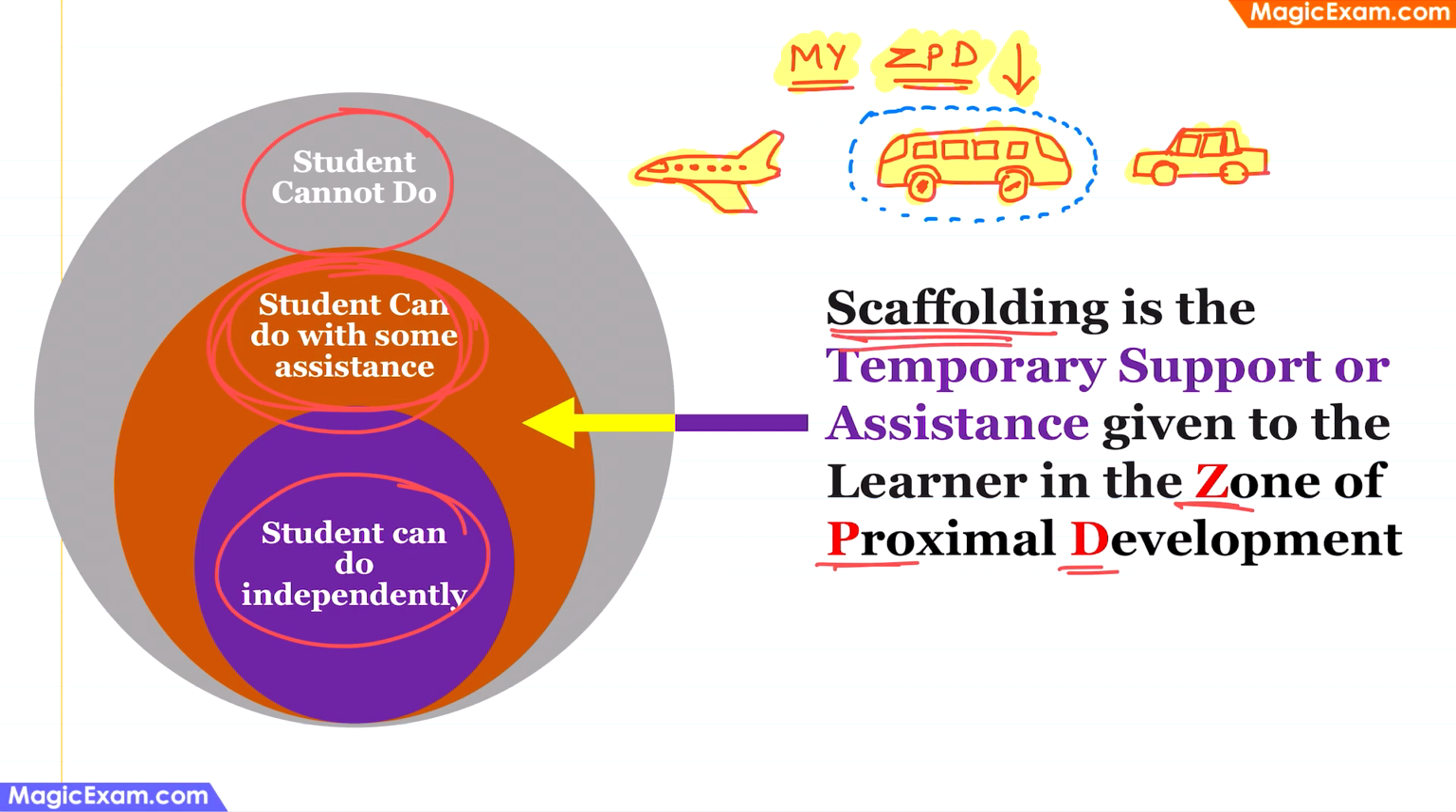For example, driving a car is something that I can do independently. I don't need any assistance. If you give me a truck or a bus, then I can drive a truck or a bus, but I will need some guidance or assistance from an expert driver. Therefore, there is temporary support or assistance or training that is given to me by the expert driver till I become comfortable in driving a truck or a bus. So that temporary support is nothing but scaffolding.